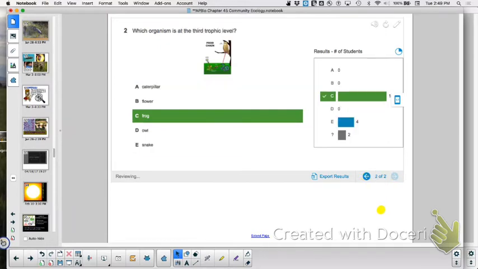Okay, and then which organism is at the third trophic level? Most of you got that, plus it was labeled, even a few of you said it out loud. But the flower was 1. Then who came next? Caterpillar was 2. And then the frog was eating the caterpillar, so he was 3. Then the snake would be 4. And the owl would be 5.